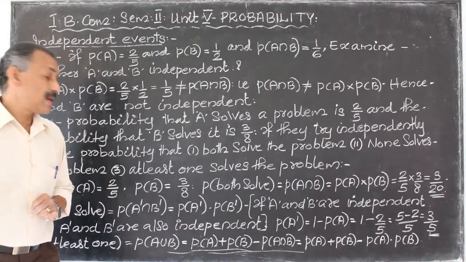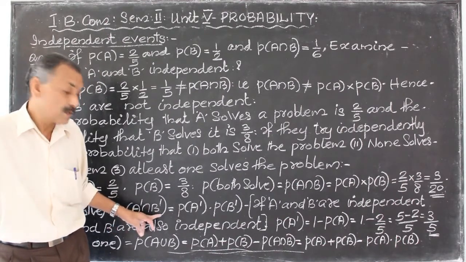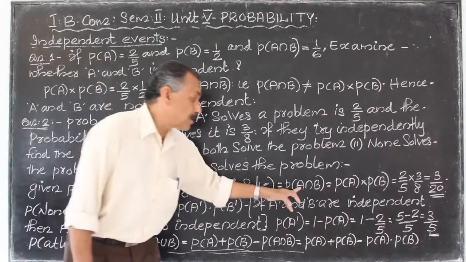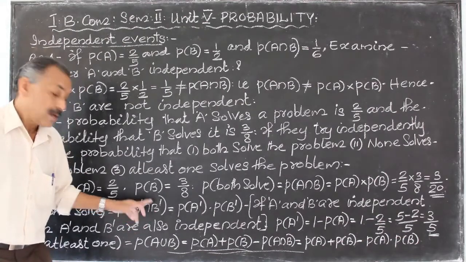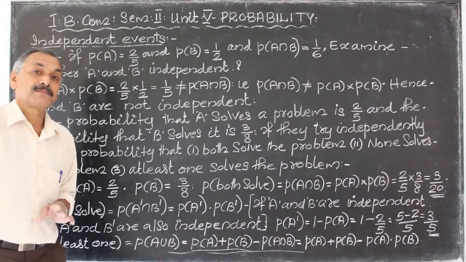And A dash and B dash are also independent means what is this value? P of A dash intersection B dash. If A and B are independent, P of A intersection B is equal to P of A into P of B. If A dash and B dash are independent, P of A dash intersection B dash is equal to P of A dash into P of B dash.